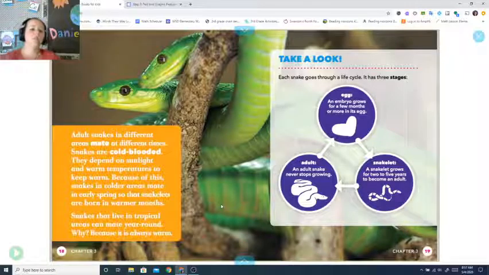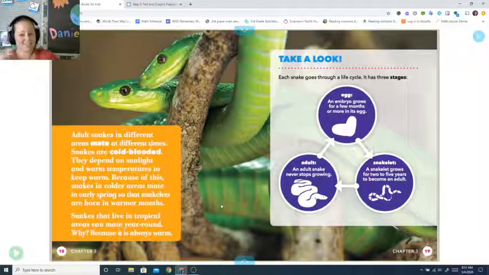Okay. Adult snakes in different areas mate at different times. Snakes are cold-blooded. They depend on sunlight and warm temperatures to keep warm. Because of this, snakes in colder areas mate in early spring so that snakelets are born in warmer months. Snakes that live in tropical areas can mate year-round. Why? Because it's always warm.